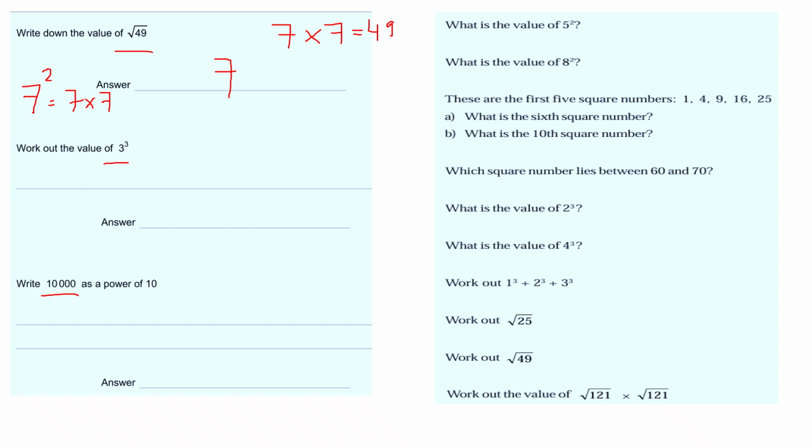Okay, next up, work out the value of 3 to the power of 3, or 3 cubed. That's 3 times 3 times 3, which gives you 27. Okay, 3 times 3 is 9, times 3 is 27.